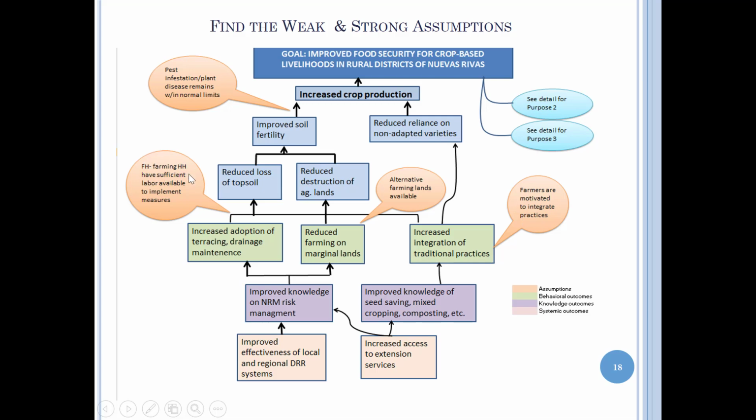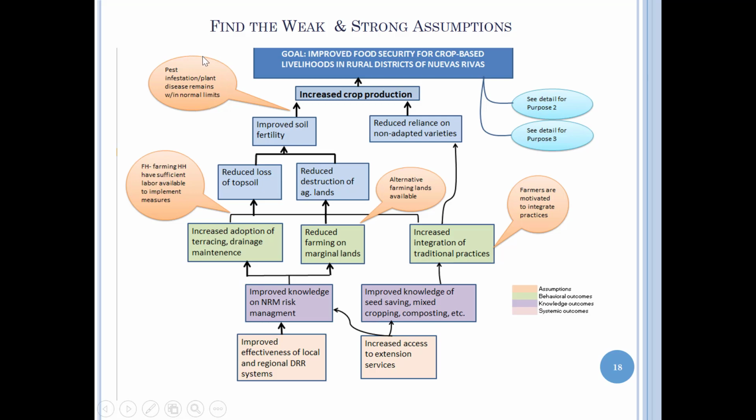Female-headed farming households have sufficient labor available to implement measures. This is again a weak formulation. It should be better formulated. We should find out what the time burden is. This will be critical to adoption of the technologies and has implications for the project intervention design. So it's again a weak assumption. You should try to formulate this in a better way so that the risk of time constraints is better expressed in your project theory of change tree.